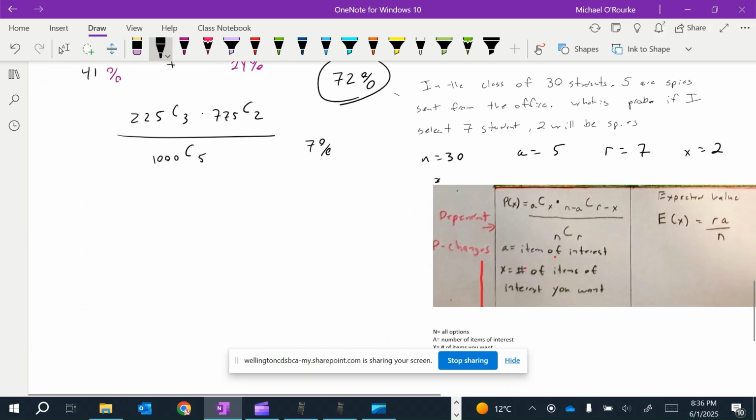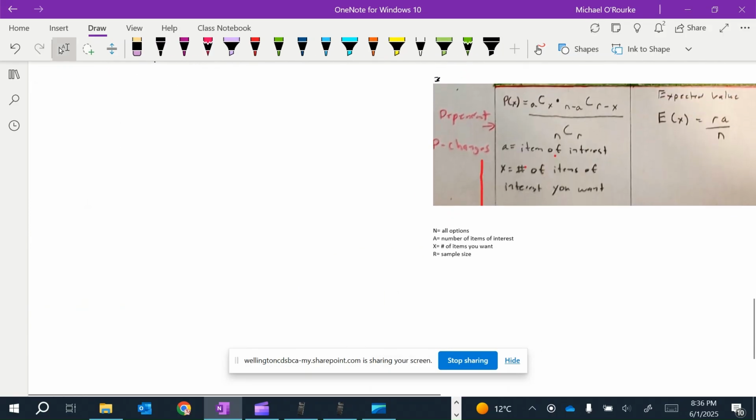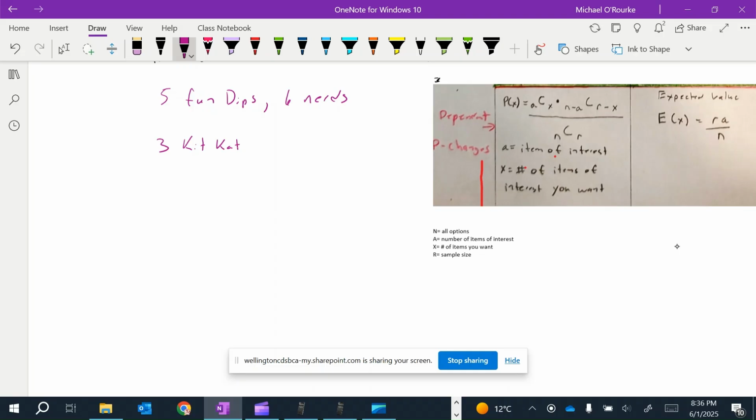Now we can even extend this a little bit. I'm going to put my question right here so we can keep that there. Let's say we have candy. There's 5 Fun Dips, 6 Nerds, 3 Kit Kats, and 6 Jolly Ranchers. Okay? And I hate Jolly Ranchers for some reason. Not that good.